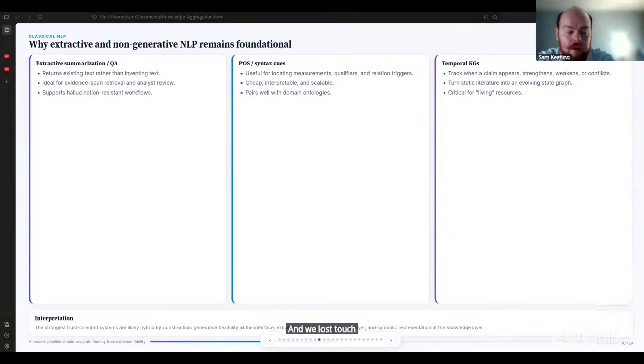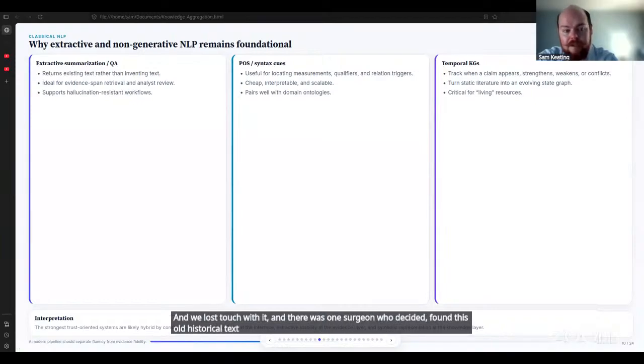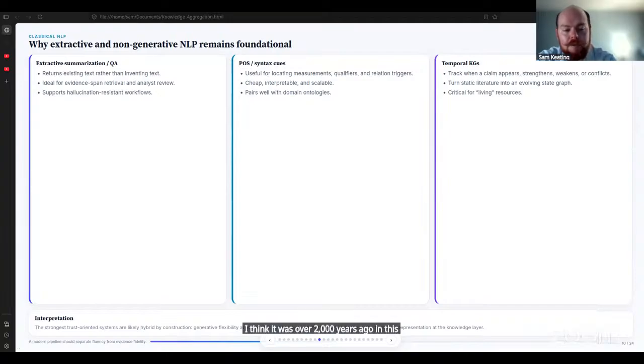And there was one surgeon who found this old historical text that documented this centuries ago. I think it was over 2,000 years ago in this case, ancient Egyptian medicine, if I remember correctly. And it can do better than what we think we've come up with today. So sometimes we have to be open-minded, because the human tendency of overconfidence is not always leading us in the right direction. Sometimes we're very off, very wrong. And we just need to have a more open dialogue and squash more silos.